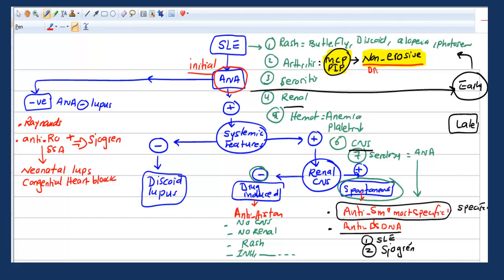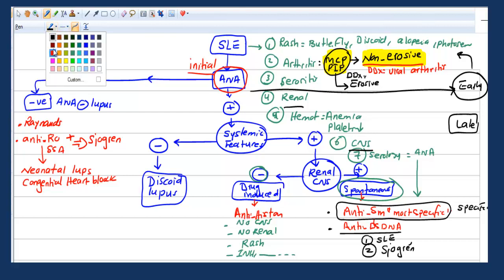Another differential diagnosis will be viral arthritis, guys. And when I talk about viral, I'm talking about parvo here. Okay, if you see proximal interphalangeal and metacarpophalangeal joint arthritis, but it's erosive, which is big time a differential diagnosis, I mean it's not SLE now.